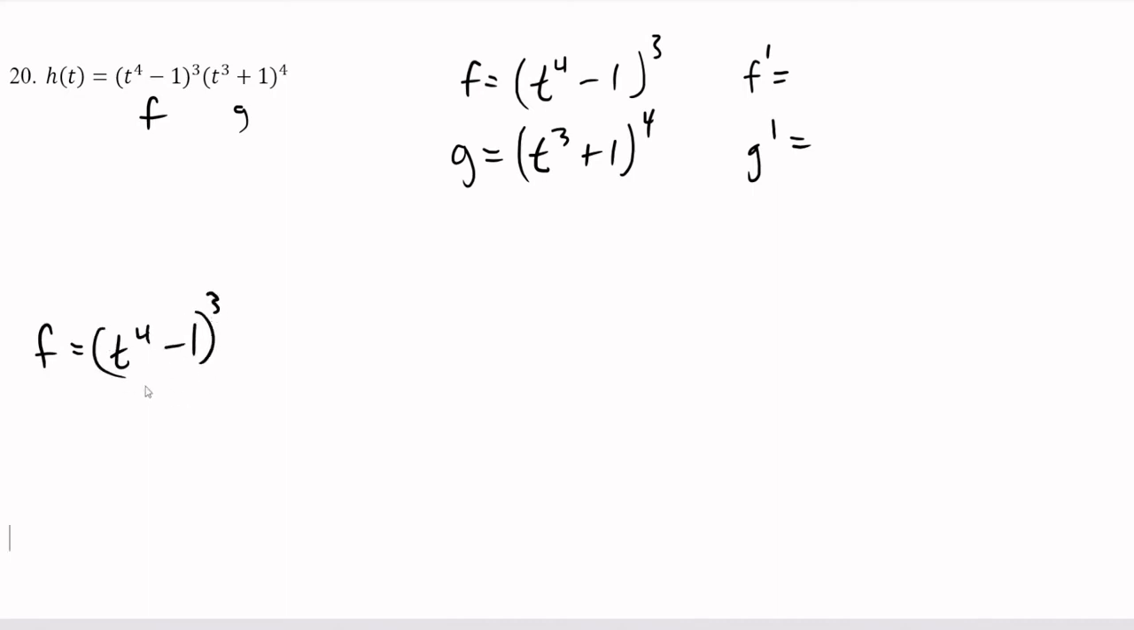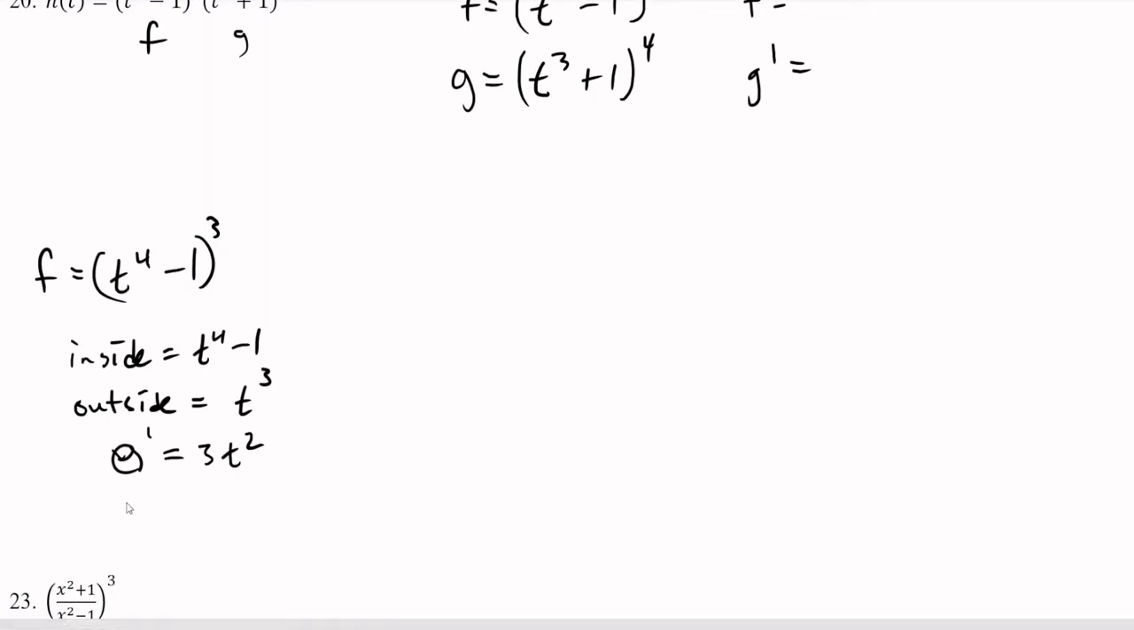All right. So clear inside function, t to the 4th minus 1. What am I doing to that? The outside, I'm raising that to the 3rd power, right? What am I doing to the inside? I'm bringing it to the 3rd power. So, okay, we could do this. Derivative of the outside, which we can just call O prime, is 3t squared. Derivative of the inside, inside prime, is 4t cubed.